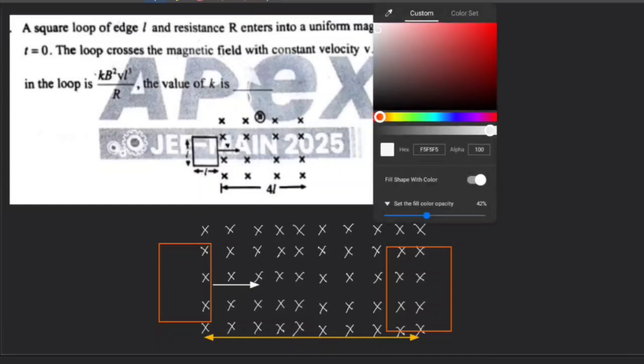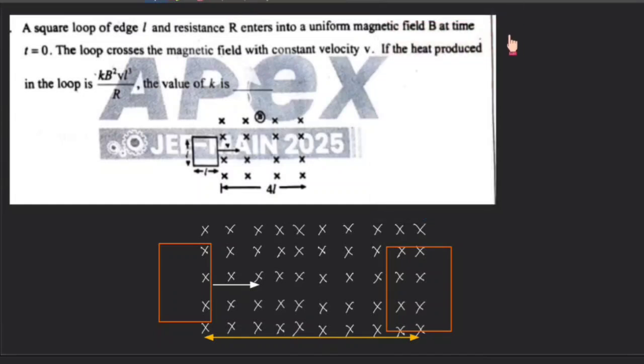ఫ్లక్స్ చేంజ్ అయితే EMF వచ్చేది. What is the EMF formula? EMF is equal to, since it is a motional EMF, you could say B into V into L, right? Clear? And let's say that wire is having resistance as R, the total resistance is R.